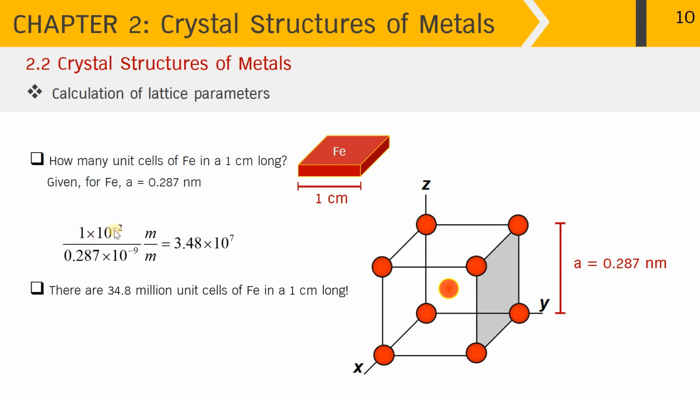Above here is the 1 centimeter length, which is 1 times 10 to the minus 2 meter, divided by the lattice parameter, which is 0.287 times 10 to the minus 9 meter. Here it comes, the result is 3.48 times 10 to the 7. That's a huge number. And if we change this number into millions, we end up with 34.8 million unit cells of iron in a 1 centimeter length. That's a huge number, isn't it?